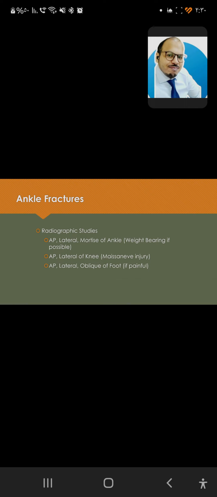Then get all the images of the foot and ankle, like AP ankle, lateral, mortise of ankle. Always get weight bearing images if possible. You might need the knee, and also you might need the foot X-rays if there is an indication.